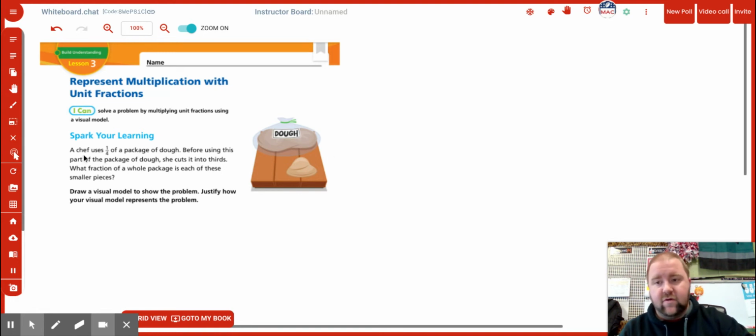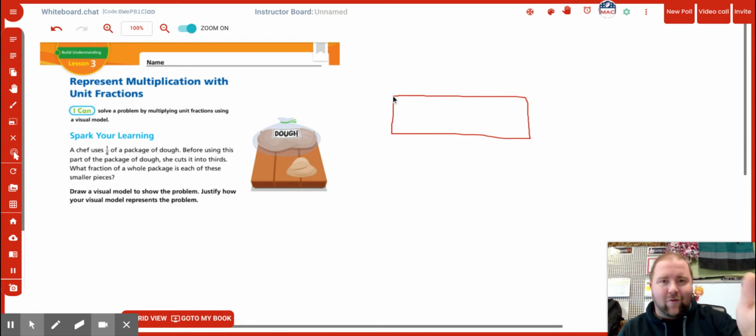So here we are. This example says a chef uses 1/4 of a package of dough. Before using this part of the package of dough, she cuts it into thirds. What fraction of the whole package is each of these smaller pieces? So I'm going to pull out some dough.